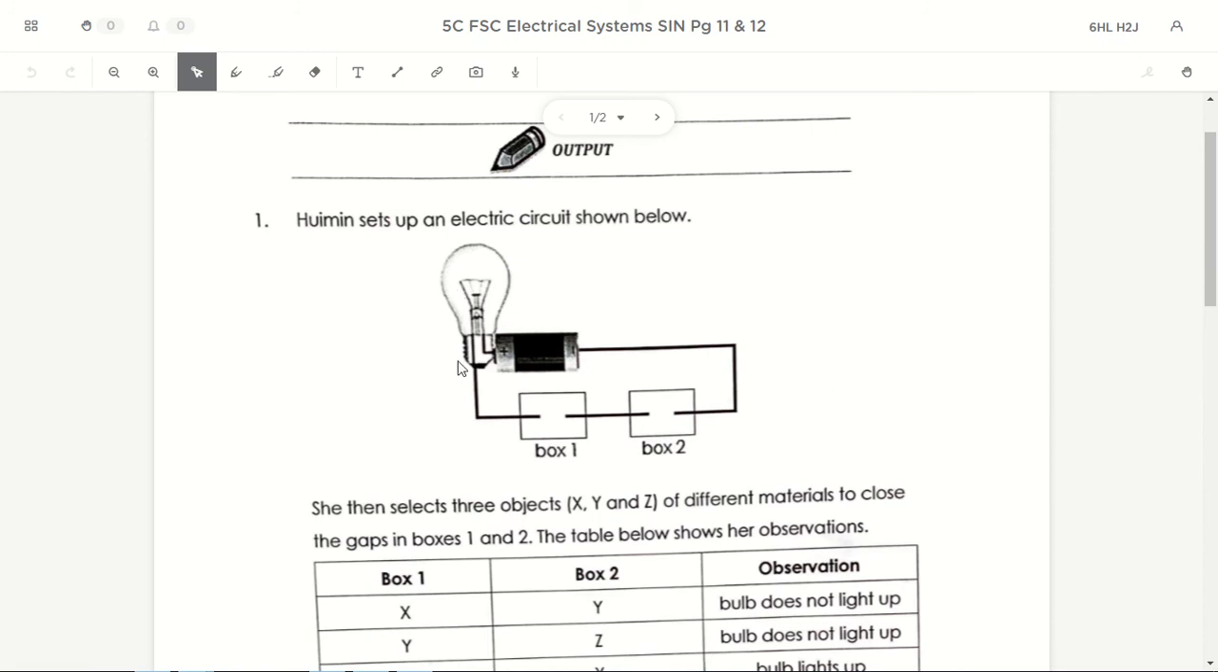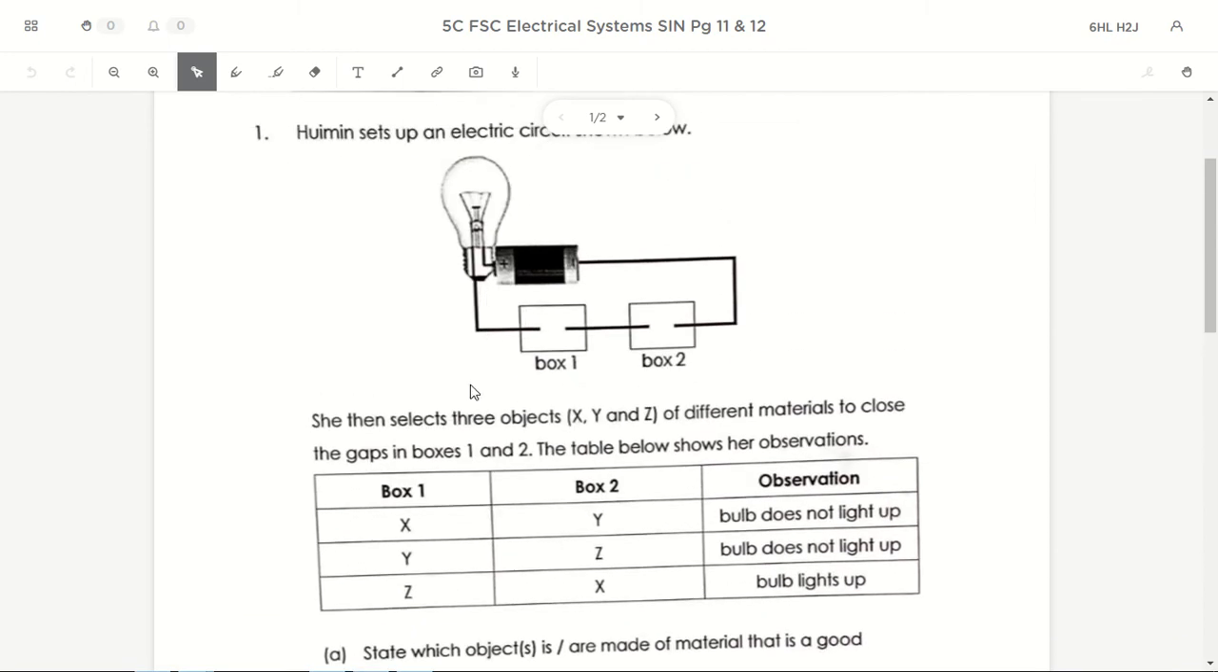I set up this electrical circuit over here. I have a battery and a bulb. If you trace the path of electric current, it's actually a complete circuit. However, there's a gap here and there's a gap here. So later on you'll be putting objects in box 1 and 2 to connect the circuit so that it's a closed circuit, so as to see whether the bulb lights up.